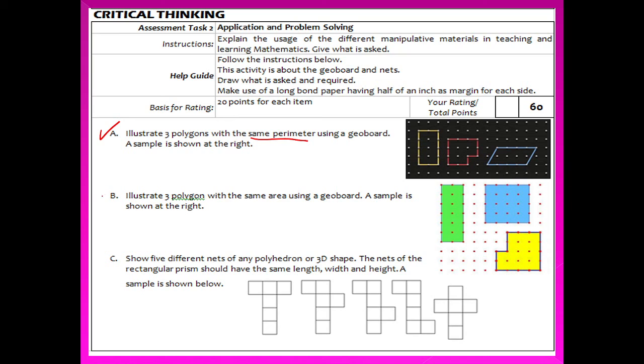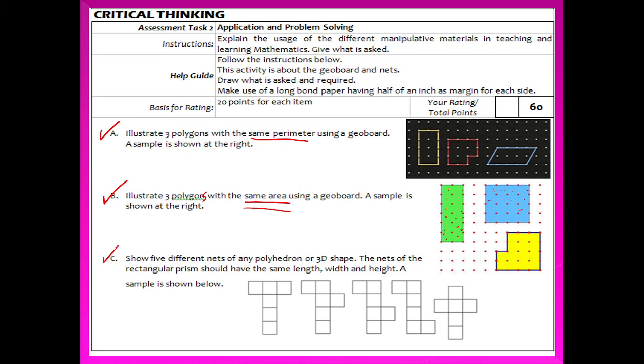Sa letter B, this time, 3 polygons nga the same area. 1, 2, 3, 4, 5, 6, 7, 8, 9, 10, 11, 12. 1, 2, 3, 4, 5, 6, 7, 8, 9, 10. This is also 1, 2, 3, 4, 5. Murag nanubra ni siya, no? Nanubra ni, right? Nanubra ni class? Yes, sir. So, probably naalang ko yung mistake nga ma-edit dire. Basta ang instruction, 3 polygons with the same area sa letter B.